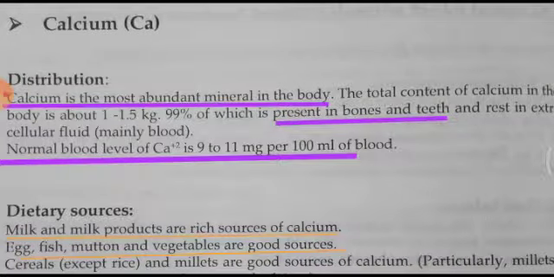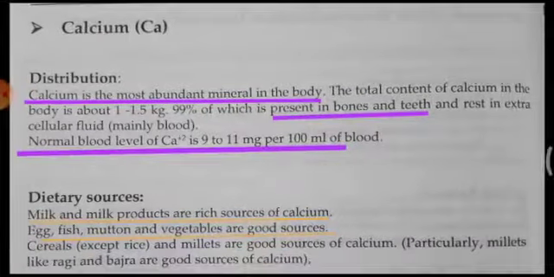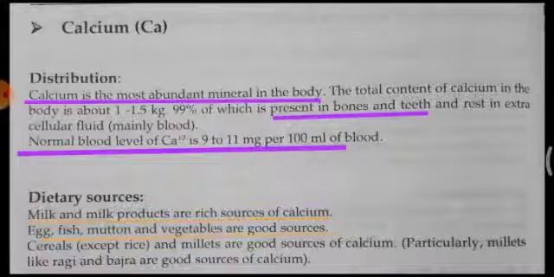Calcium, designated as Ca, is the most abundant mineral in the body, and the total content of calcium in the body is 1 to 1.5 kg. 99% of this calcium is present in bones and teeth and the rest in extracellular fluid, and the normal calcium level in the body is 9 to 11 mg per 100 ml of blood. This is about the calcium profile.